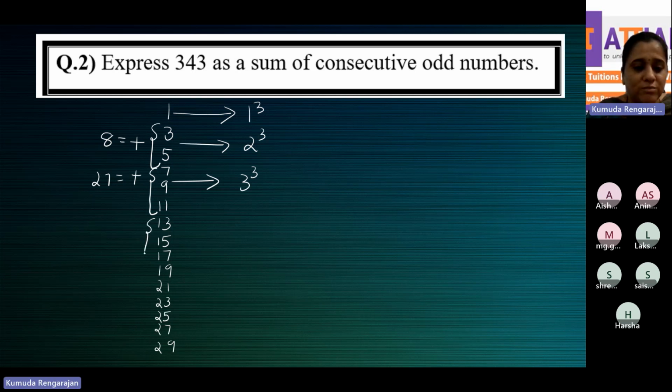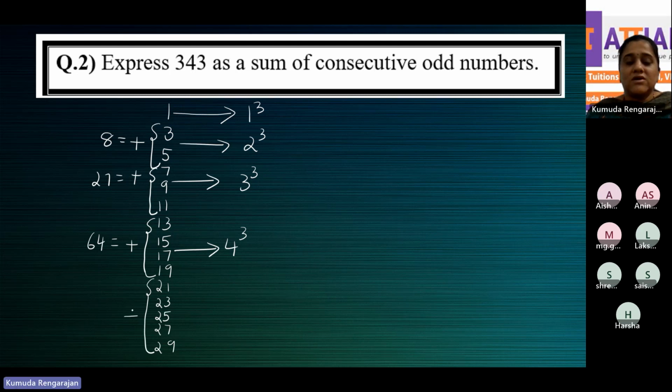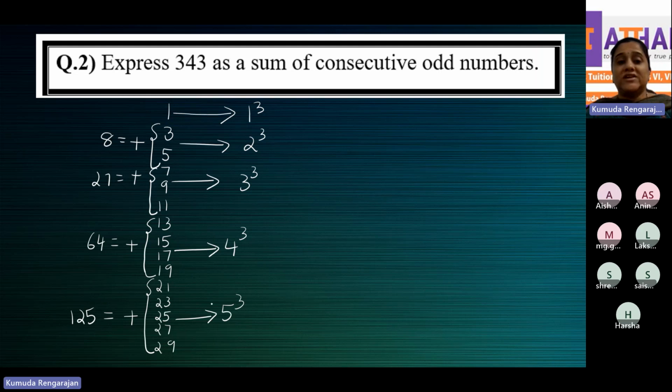Find the sum of the next 4 numbers, up to 19. The sum will be 64. So 4 numbers. This will be the result of 4 cubed. Take the next 5 numbers and find their sum. Their sum is 125, which is nothing but 5 cubed. So like this, you can express every cube number as a sum of consecutive odd numbers.